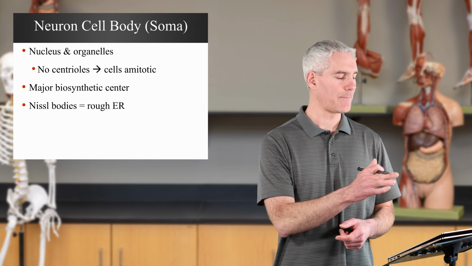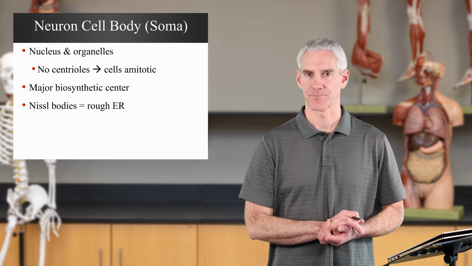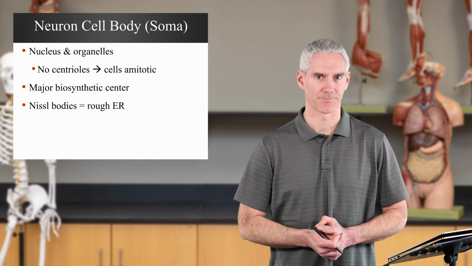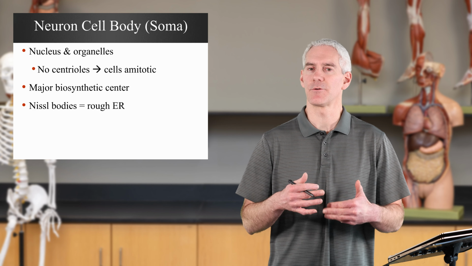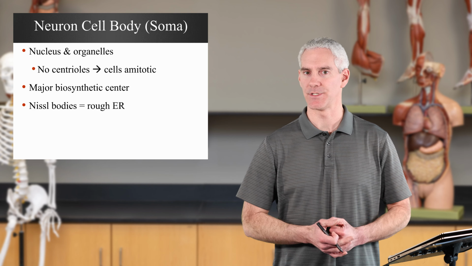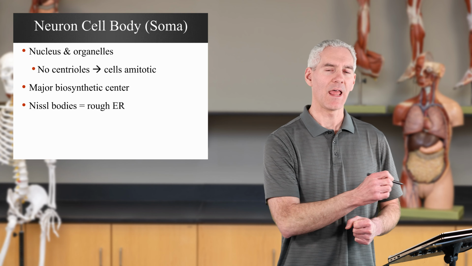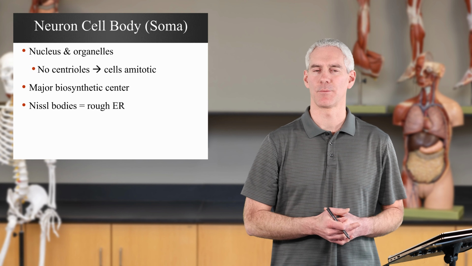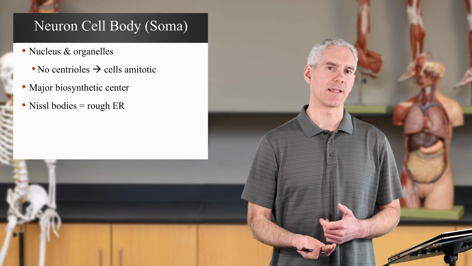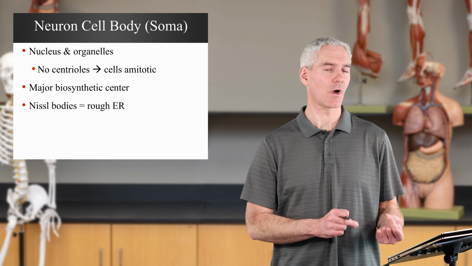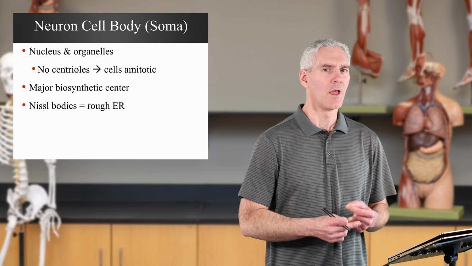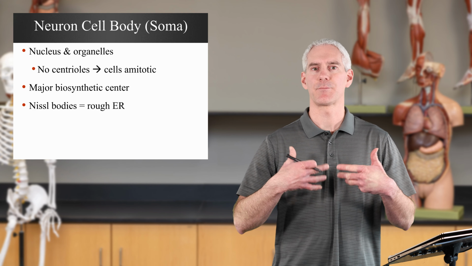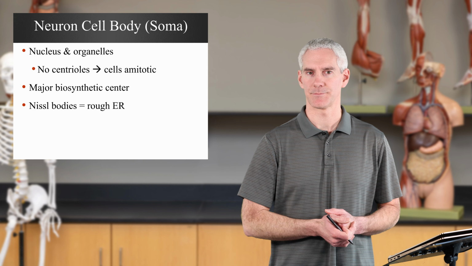Now, I have listed here a major biosynthetic center. Well, that's because you're making all of these neurotransmitters. All these neurotransmitters that are being secreted have to be produced somewhere. And then we have these things called Nissl bodies. Usually they're all around in the actual body itself. The Nissl bodies are a unique name, a unique structure to the neuron. But they're basically the same thing as your rough ER. So think about basically production. You're producing here.